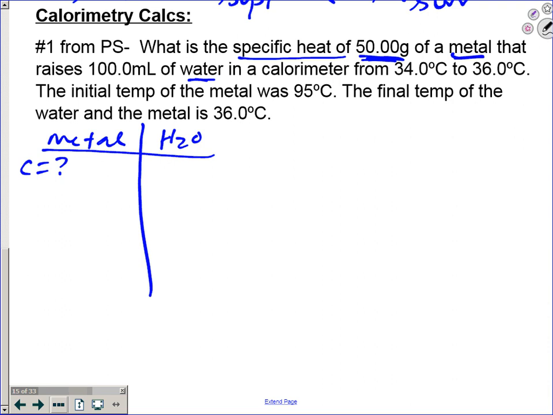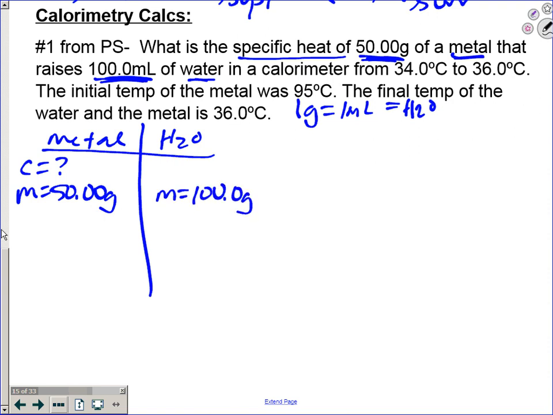Mass of the metal, so m is 50.00 grams. It raises 100 milliliters of water. Okay, so that is not volume, because notice in MCΔT there are no V's. So what is that really trying to deliver to us? Mass of water, because 100 milliliters of water is equivalent to 100 grams, so 1 gram is equal to 1 milliliter, just for water, okay? So mass is 100.0 grams of water. And a calorimeter, we'll deal with calorimetry a little bit more, and it's raising the water from 34 degrees Celsius to 36 degrees Celsius.